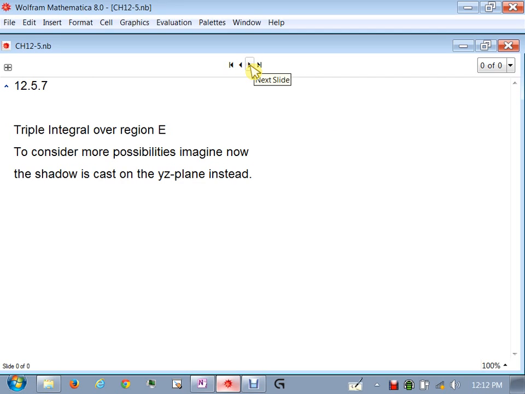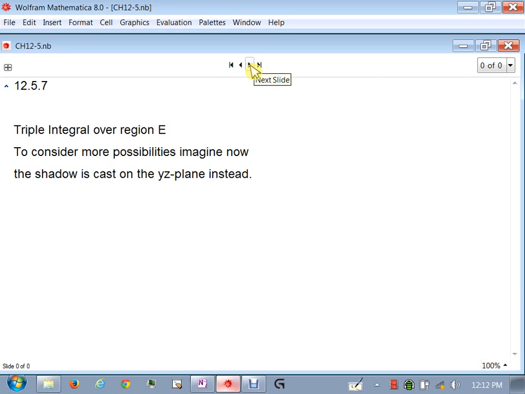All right, so triple integral over region E. To consider more possibilities, and we haven't talked about this. Everything so far, we've had this triple integral, the volume, and we cast the shadow down on the ground. And on the ground we said, is that type 1 or type 2? We haven't even talked about what if the shadow's a circle, polar, right? We will get to that. We're not there yet. But we've just said the shadow on the ground is type 1, type 2.